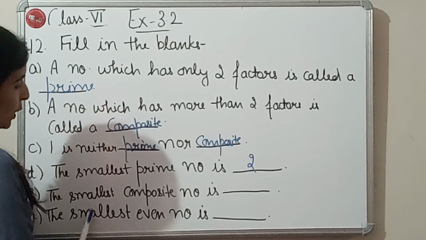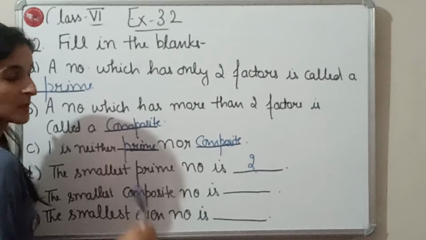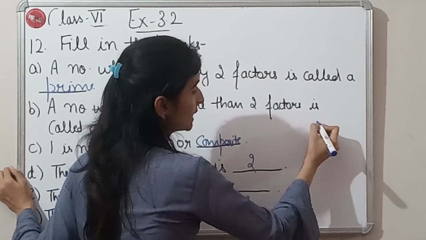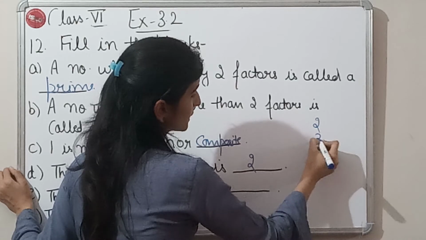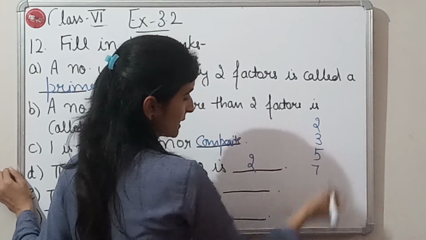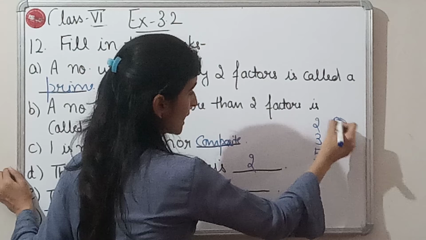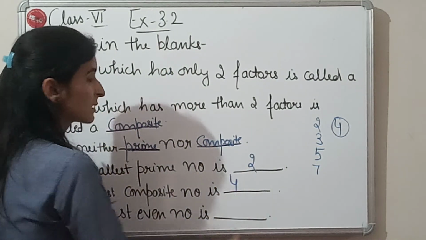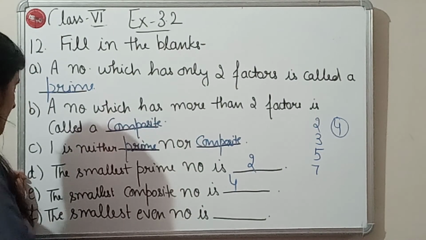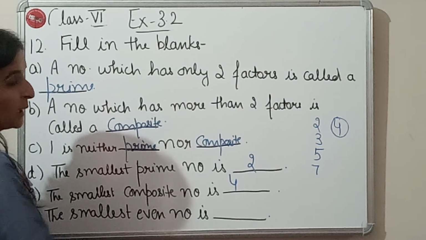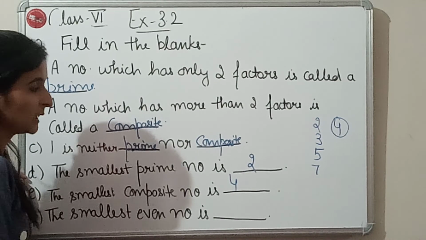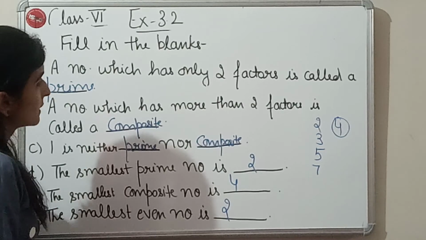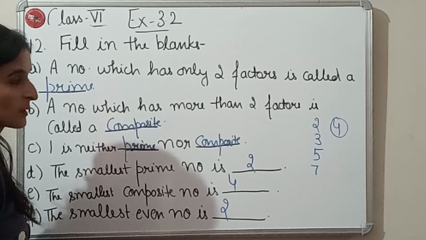E part is the smallest composite number. Children, see, the prime numbers are 2, 3, 5, 7. But the composite numbers start from 4. So the smallest composite number is 4. Clear? After that, the smallest even number is, which one is the smallest even number? The smallest even number is 2. Okay? So that is how we have to do this question.